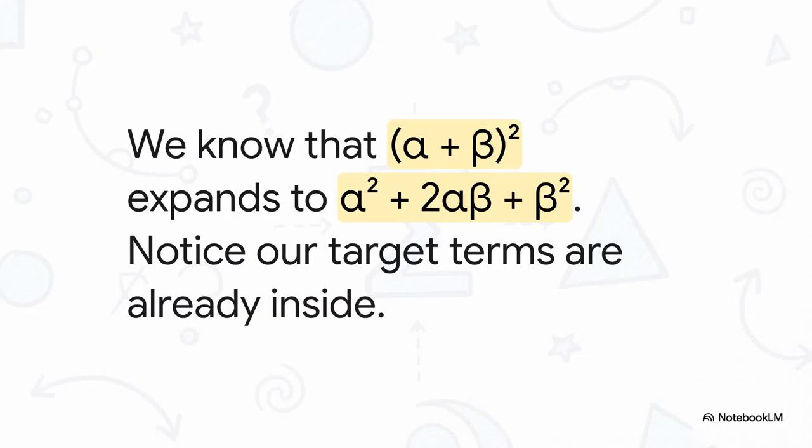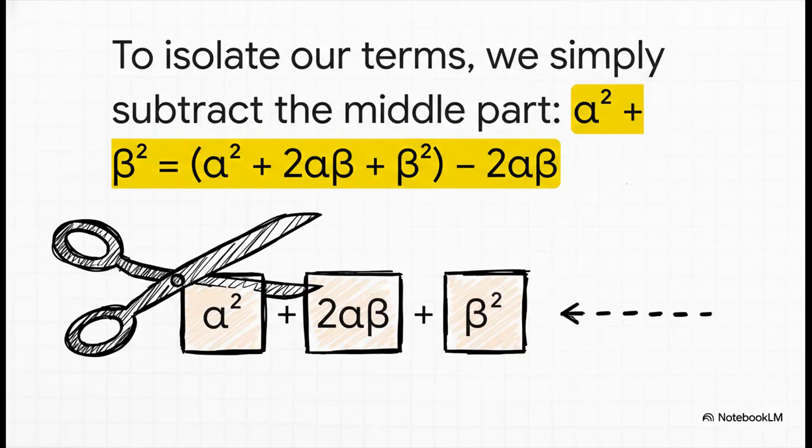Here's the strategy. We'll start with something familiar, the square of the sum, so alpha plus beta, squared. When you expand that out, you get alpha squared plus 2 alpha beta plus beta squared. And look at that. The two pieces we actually want are hiding right there, inside this bigger expression. So how do we get them by themselves? It's just a little bit of algebraic shuffling.